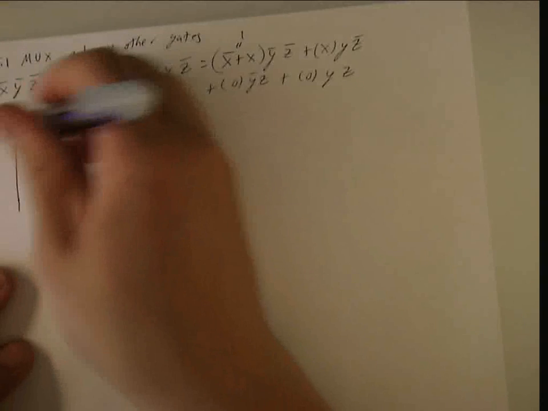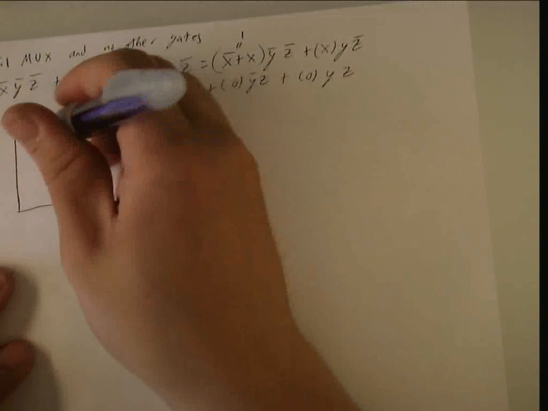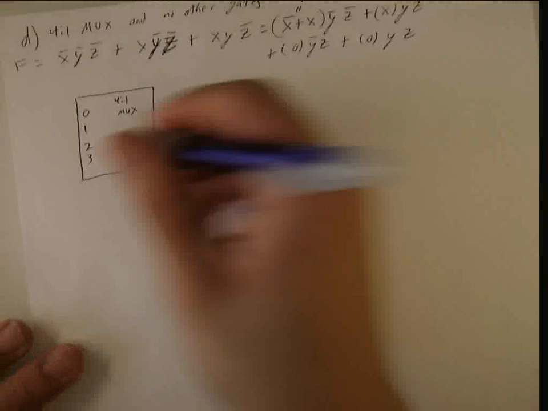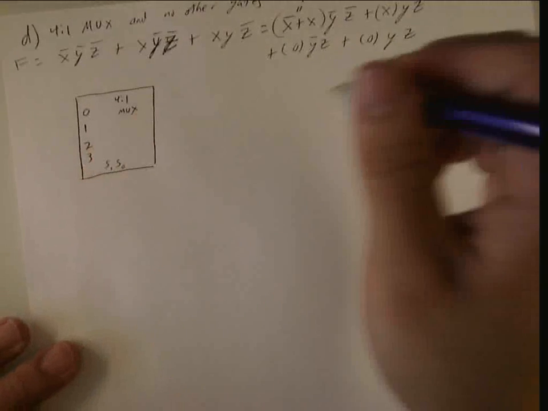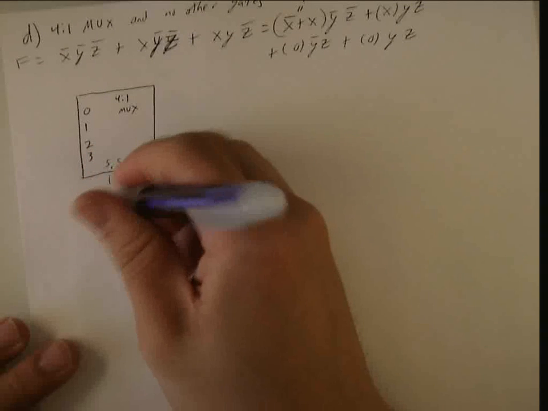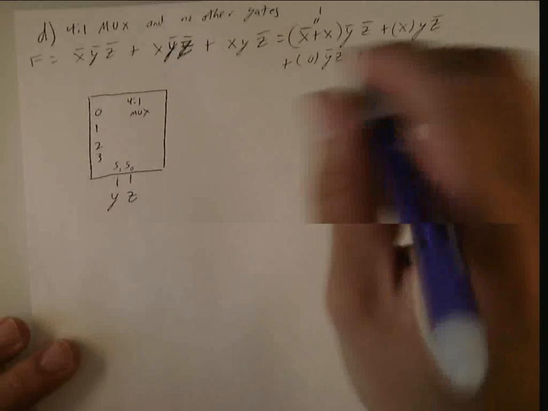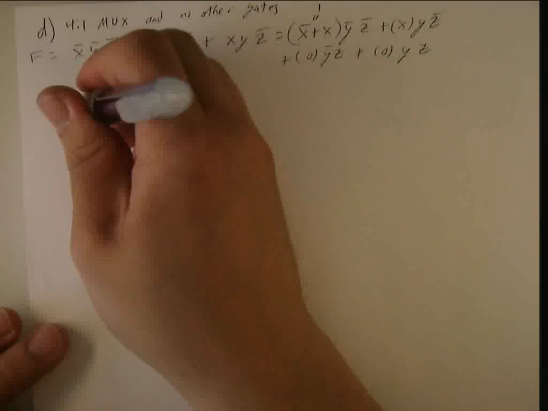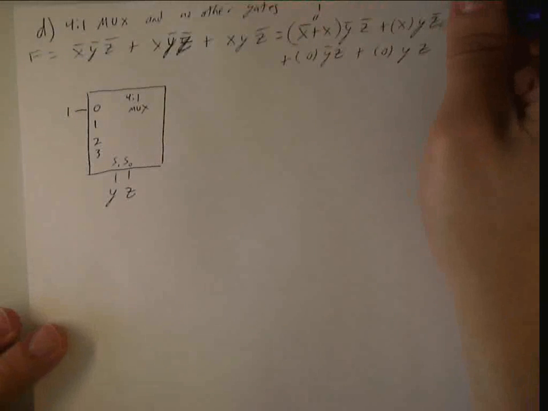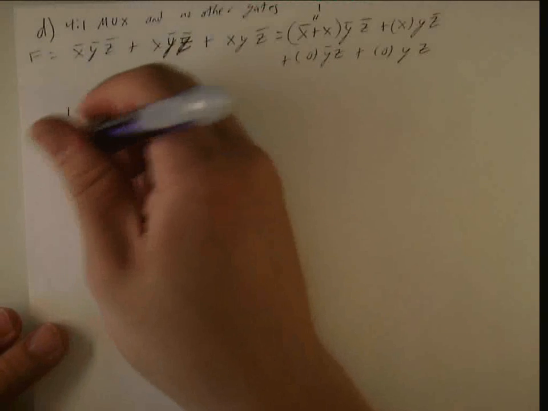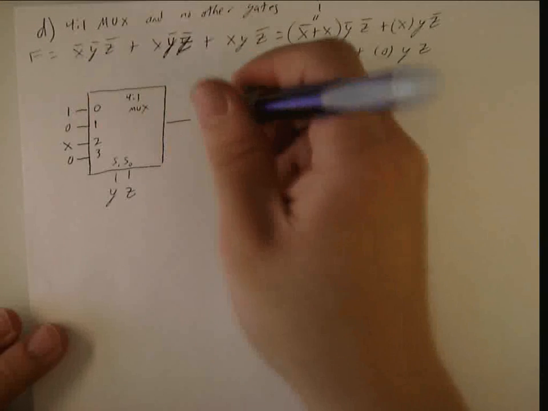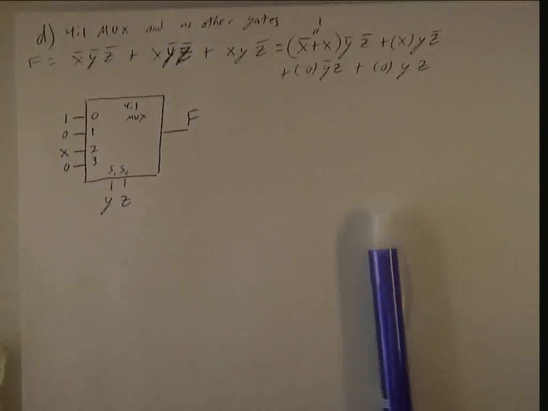And my 4 to 1 mux, 0, 1, 2, 3. And I have to have 2 select bits, S1 and S0. And I will put Y into the more significant bit and Z into the less significant. And so for Y bar, Z bar, which is 0, I'm going to be putting a 1 according to this function. Y, Z bar is 2, so I'll be putting X into that one, and I'll be putting 0 into the other 2. And that completes the function for part D.